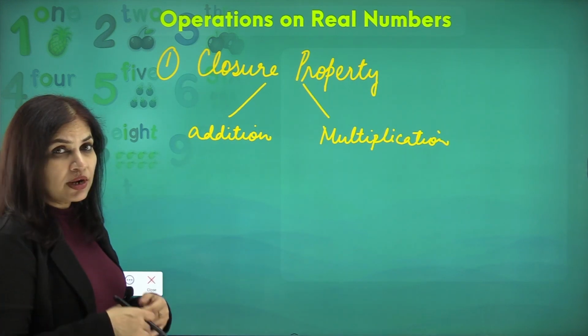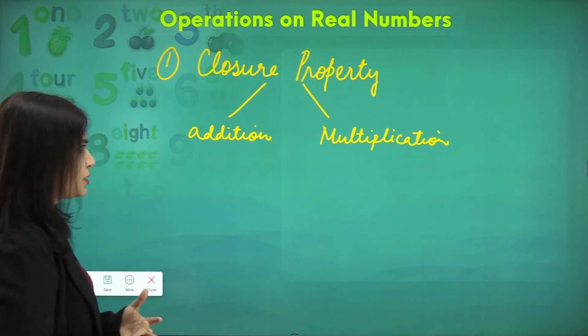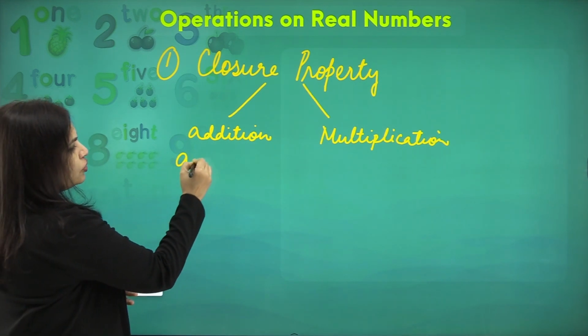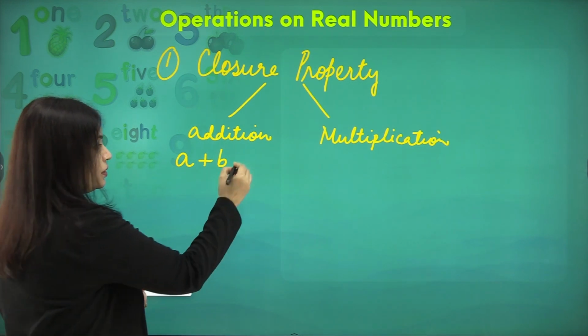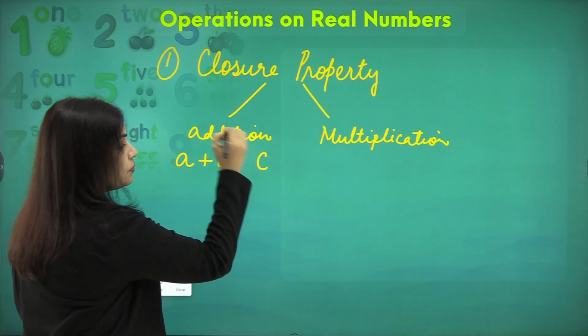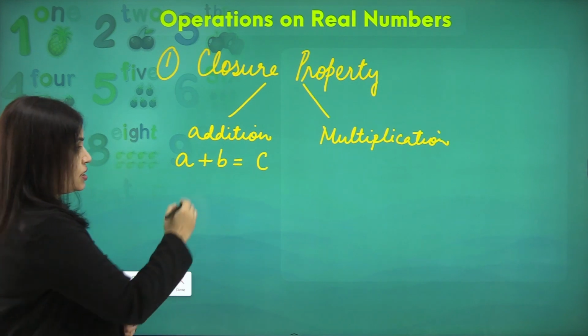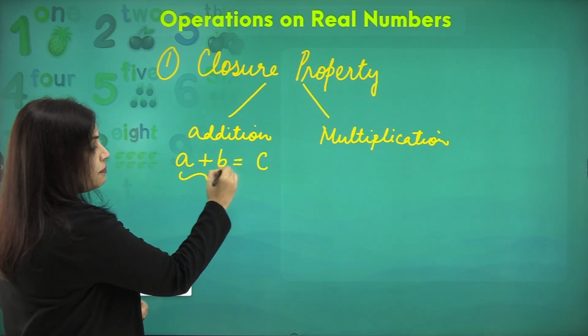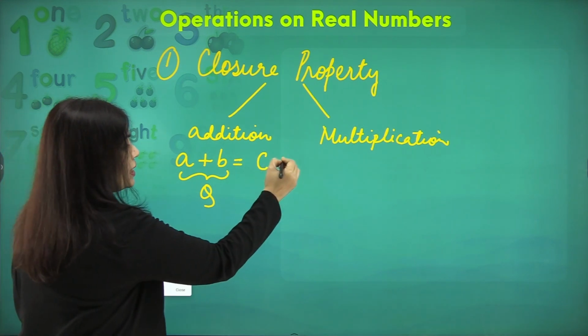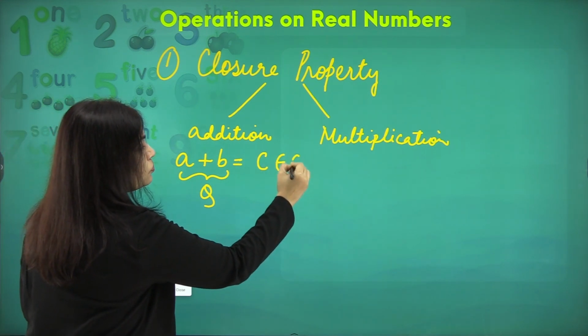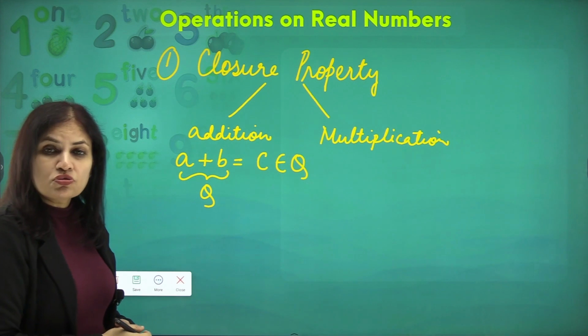Let us make you understand better what is a closure property. If I add two rational numbers A and B, the result will give you another rational number C. So, if A and B, they belong to the rational number Q, C also belongs to Q. This is the belongs to sign.